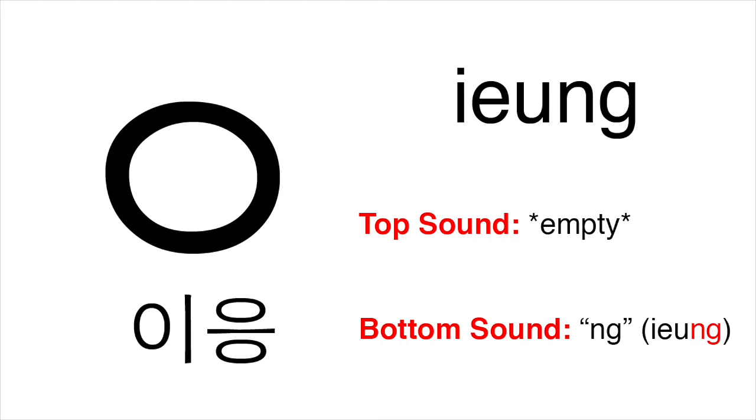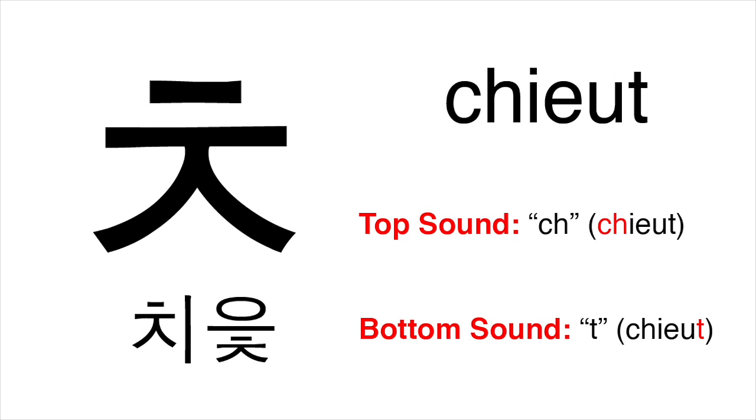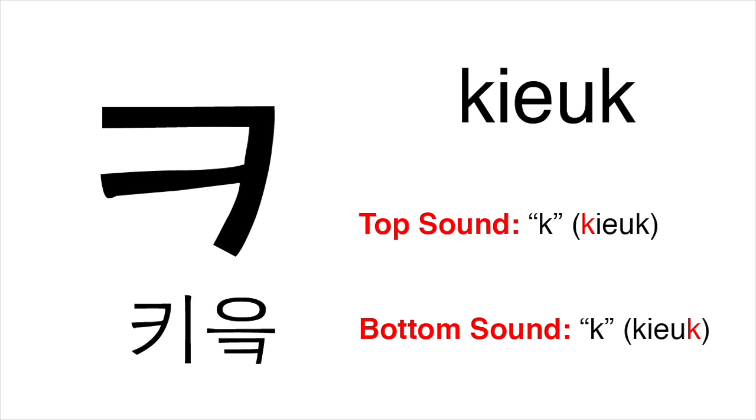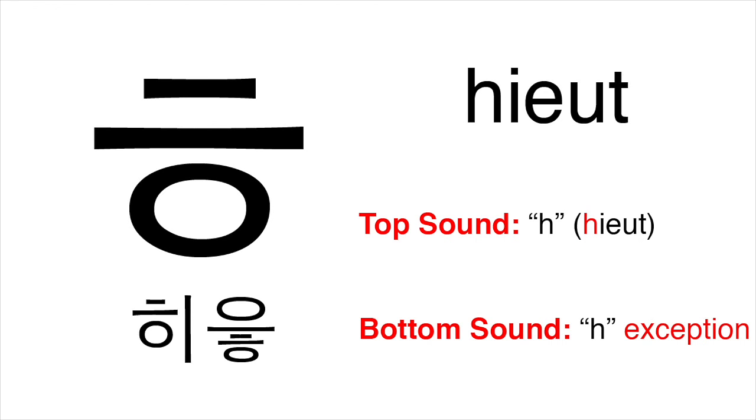Iung has an empty sound for top, which depends on the vowel, as I said, and an ng sound for bottom. Jiet has a J sound for top and a T sound for bottom. Chiet has a ch sound for top and a T sound for bottom. Kiet has a K sound for both. Tiet has a T sound for both. Piet has a P sound for both, and Hiet has an H sound for both.